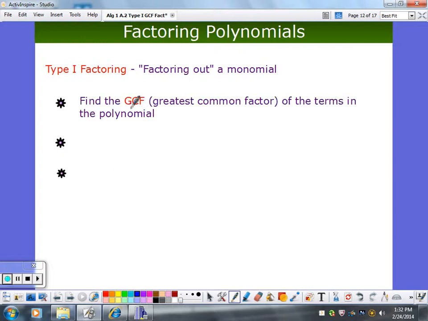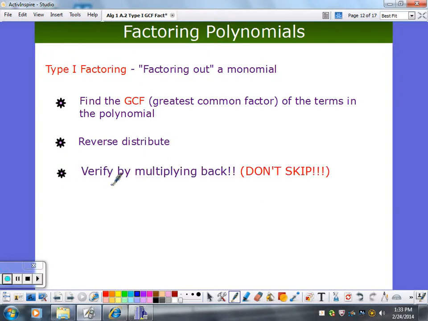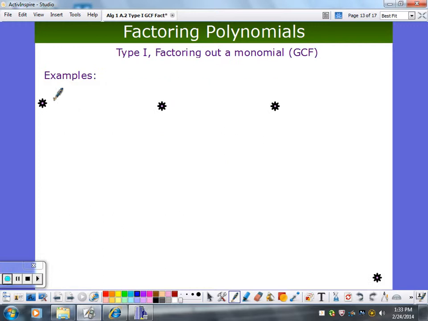Type 1 factoring: you find a greatest common factor amongst all the terms. You reverse distribute. We know how to distribute, so we're going to go backwards. And then you verify by multiplying. See this in red with exclamation points? That means don't skip. So here's an example on page 2. I want you to follow along with me. We're on the back now.